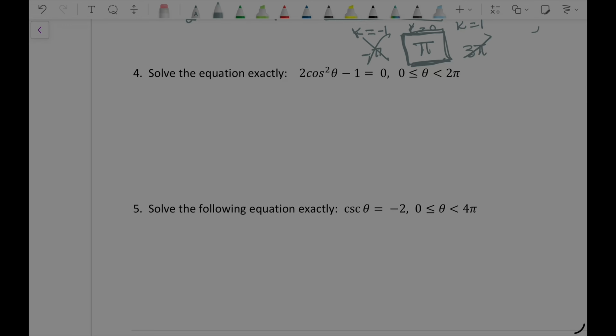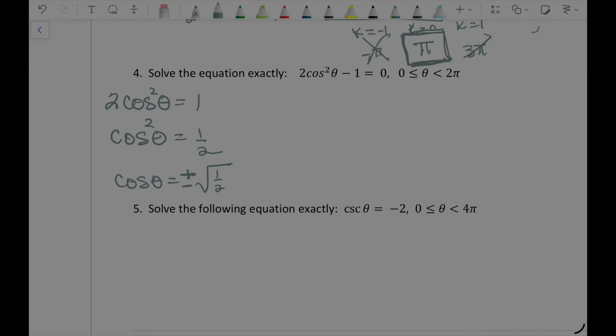We can either factor, or we can solve for cosine squared and then square root both sides. Your choice. I think I'm going to solve for cosine squared theta and square root both sides. Plus or minus the square root of 1/2. I have to do plus or minus here. When you square root both sides, you have to do it.